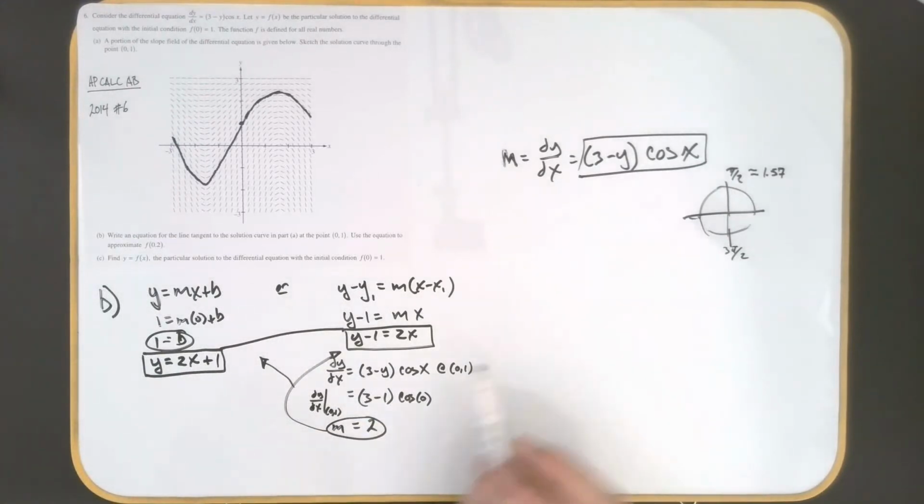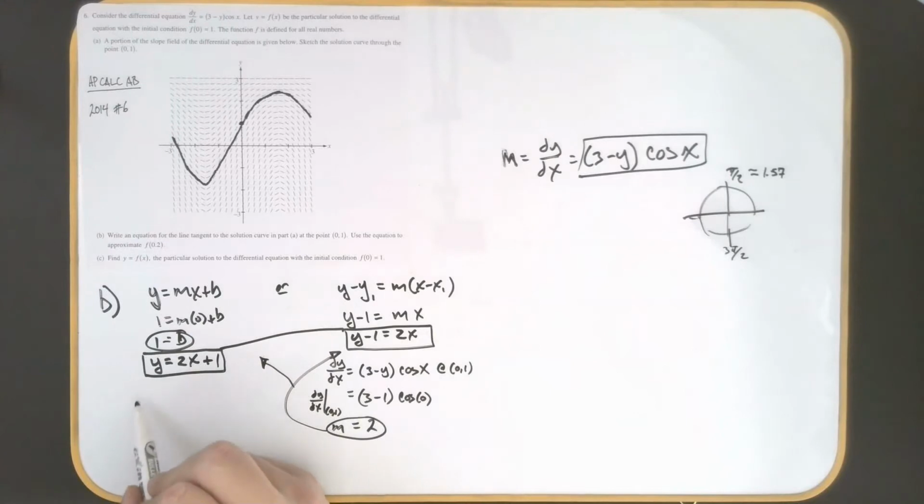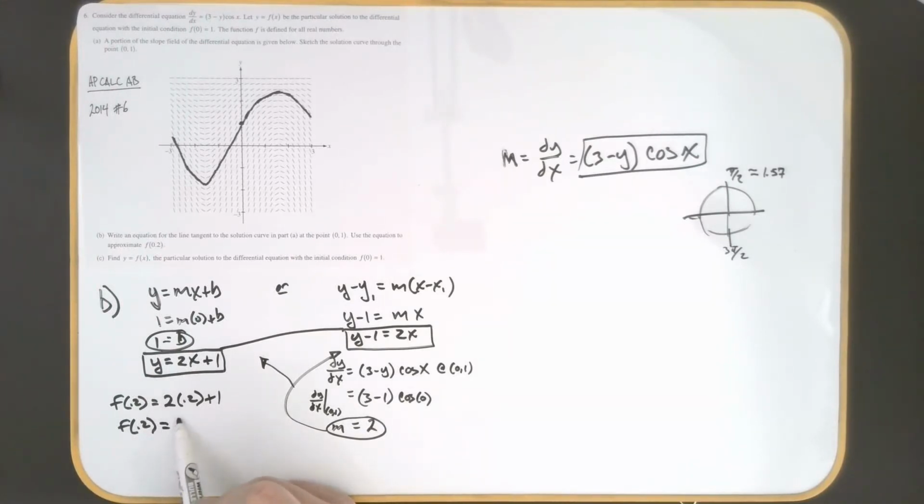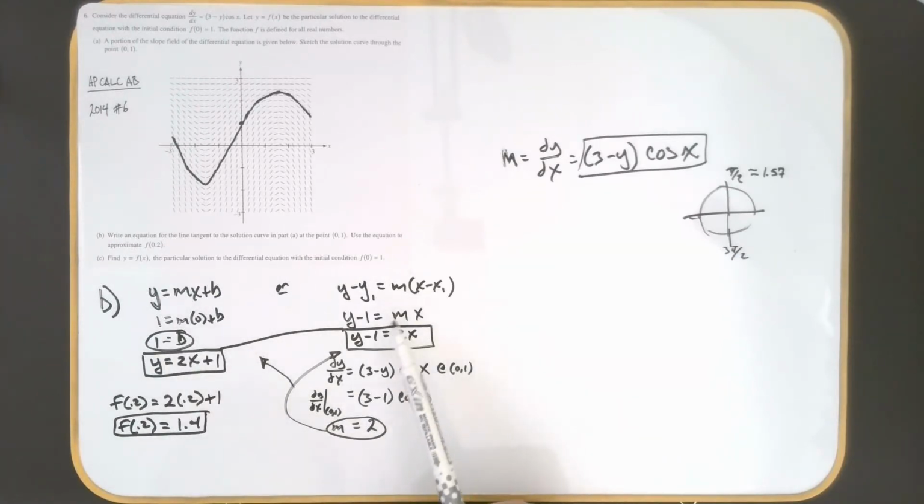Now, they say use that to approximate f of 0.2. So f of 0.2 is going to equal 2 times 0.2 plus 1. 2 times 0.2 is 0.4. Add that to 1, you're going to get 1.4. Okay? So there was the tangent line approximation, approximating a value close to the point of tangency. That was part B.